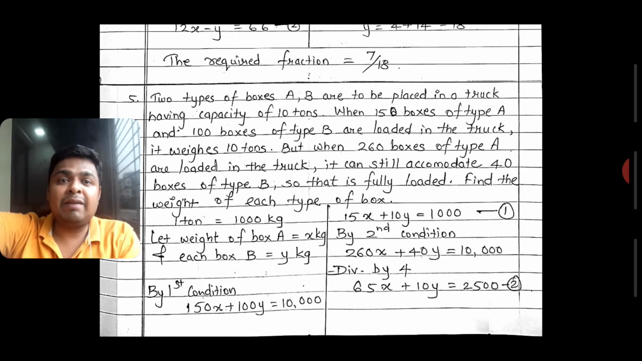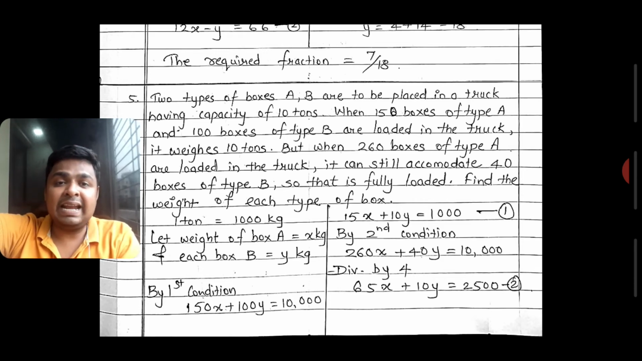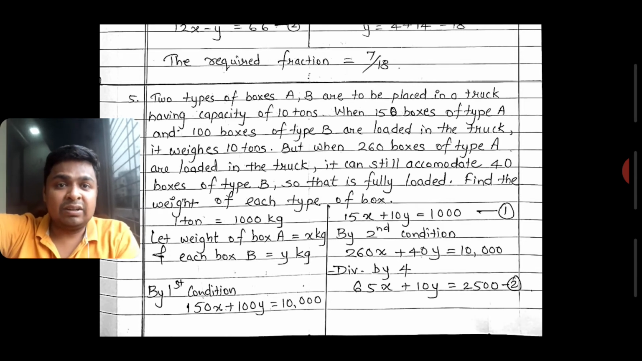Add them, we get full capacity, that is 10,000 kilo, sorry, 10 tons. So that is equation number 2. Now we have to simplify.